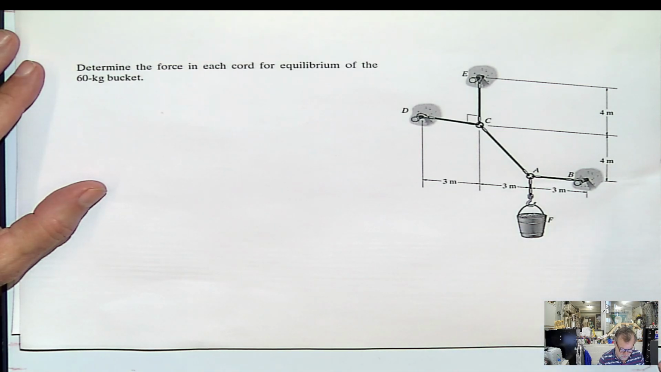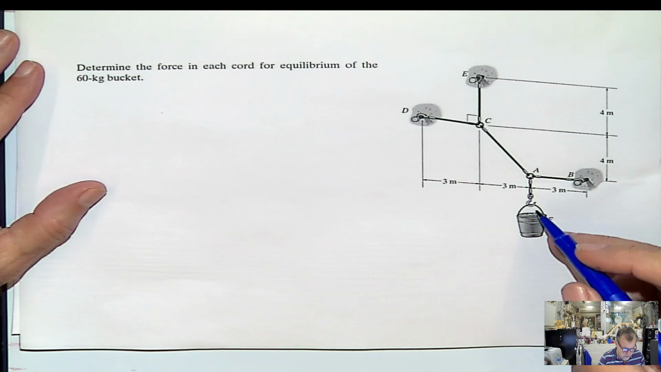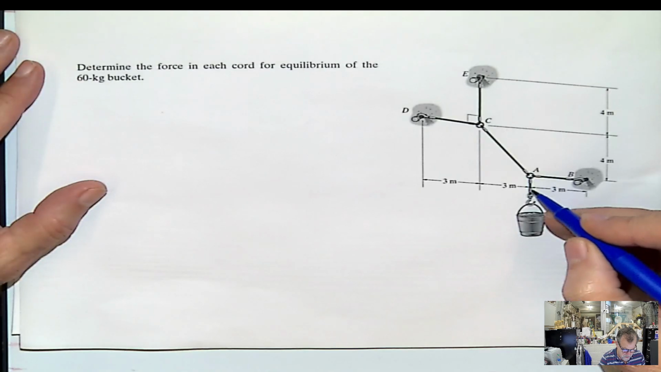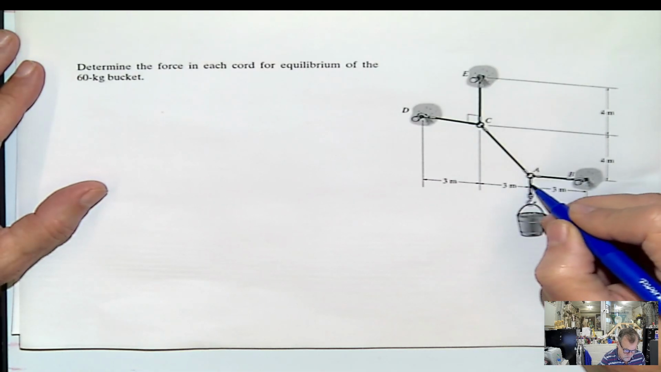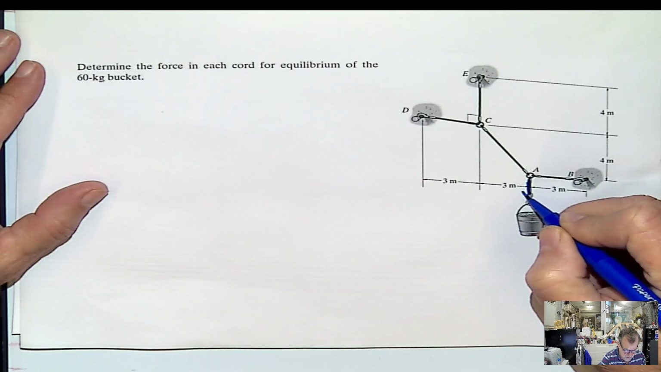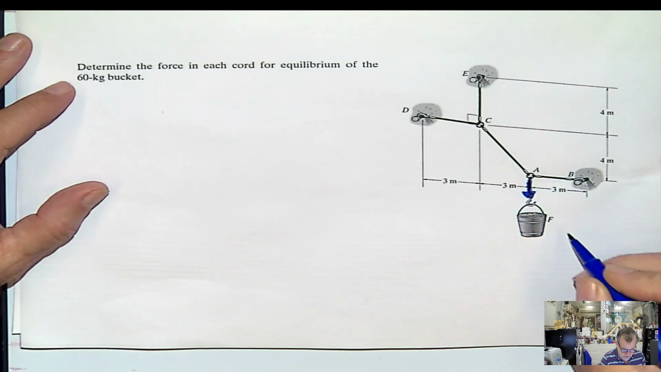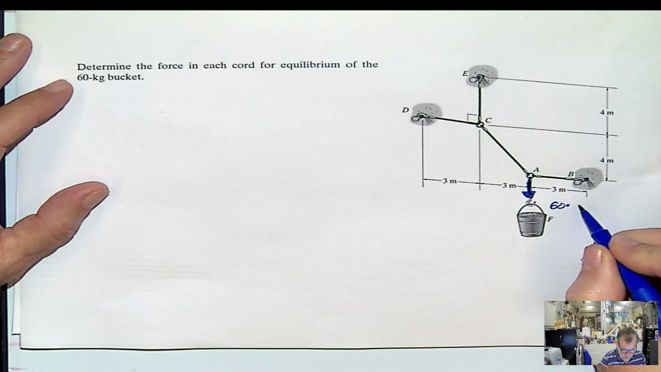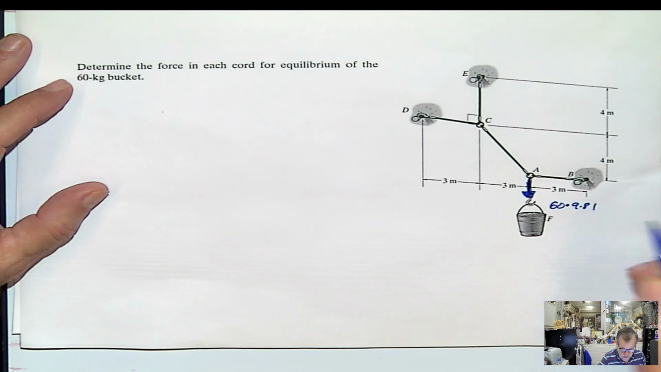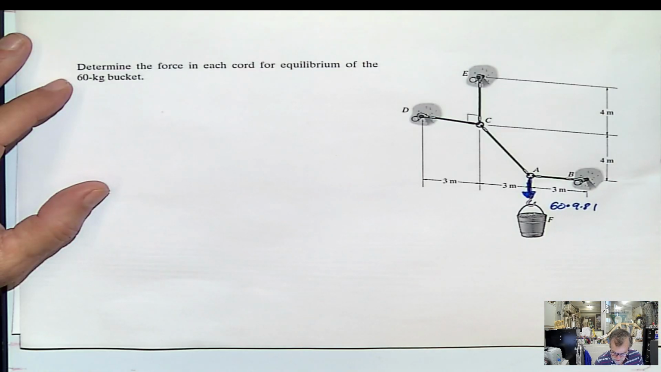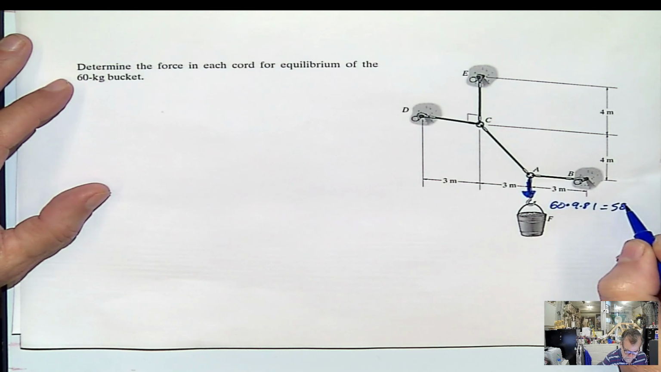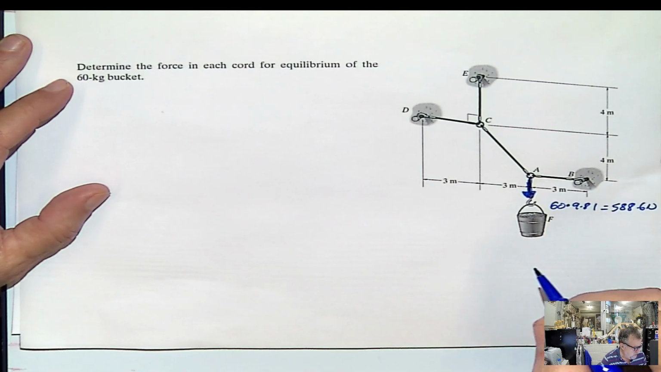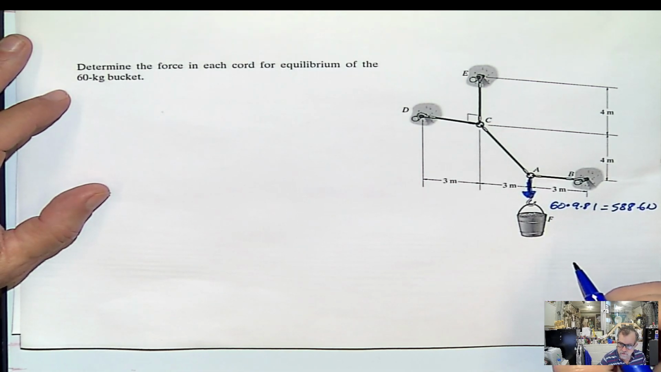of forces in X, summation of forces in Y equals 0, and we know this force of AF or this tension is going to be the same force as the bucket, which is here, and the bucket is 60 kilograms, remember, multiplied by 9.81, and that force will be 60 times 9.81, that will be 588.6 Newton. That will be that force that we have over there.